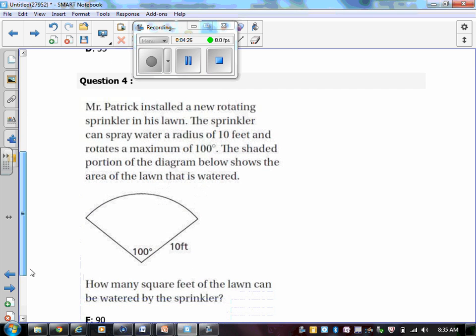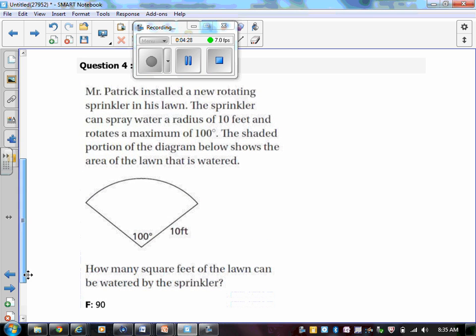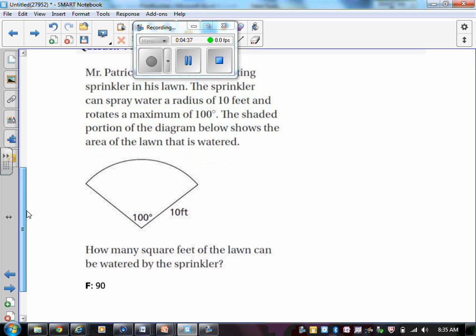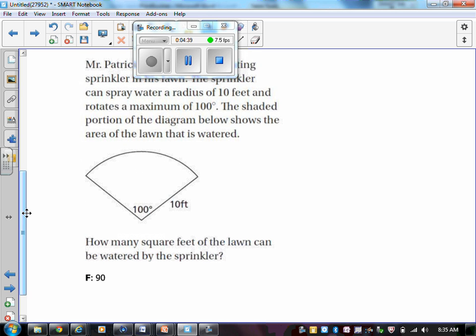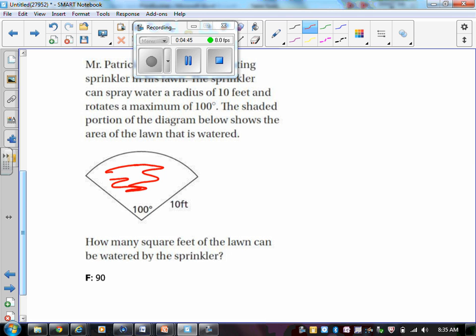All right, number 4. Now, how many square feet of the lawn can be watered by the sprinkler? So this is more of an area question. I don't know if you guys can see it, but this is supposed to be a shaded region. Unlike what we did on top, this is trying to find a shaded region. So I'll set up the ratio. I'm trying to find the area of the shaded region.